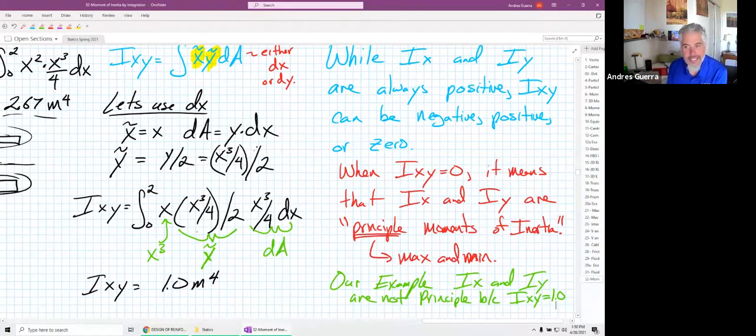In order to get to the maximum and minimum, we need to rotate our axes. That's how we could get to maximum and minimum, which we will talk more about as we get into it. I'm not going to talk about it much on Wednesday, but we will talk about it more on Friday.